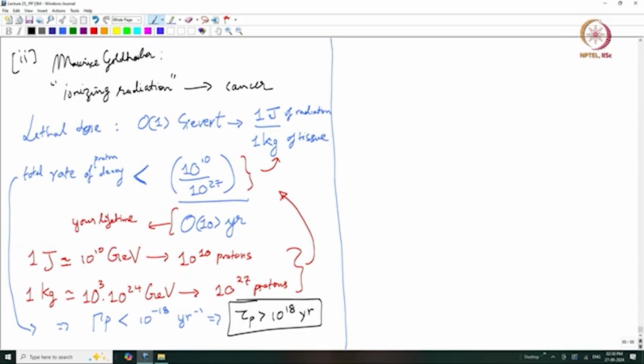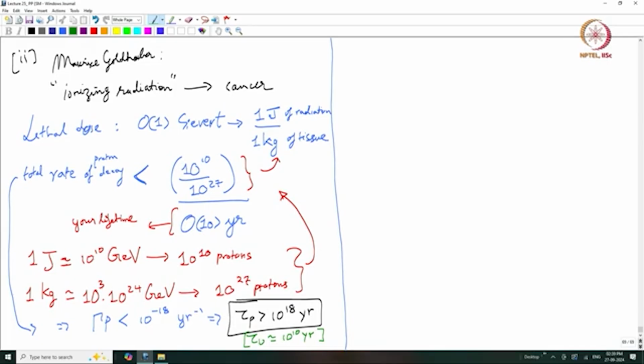Okay. Now, what is the age of the universe? To compare this, the age of the universe is 10 power 10 years. See, although the protons live much longer than the age of the universe, just by assembling a large number of protons into human beings, we are able to set a limit on the proton lifetime that's much larger than the age of the universe, right?